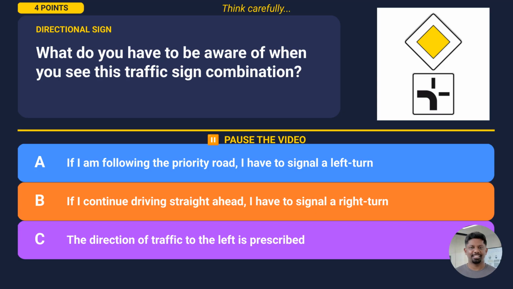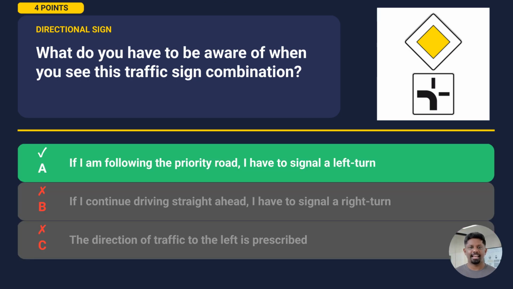Pause here if you want to think about it. Once you've decided, let's continue. The correct answer is A. Let's understand why.